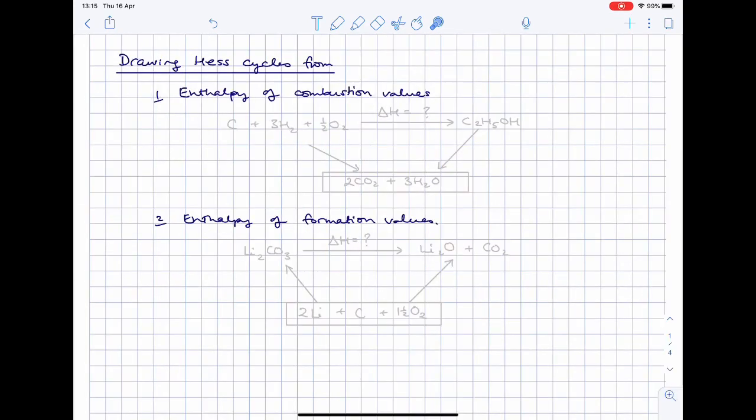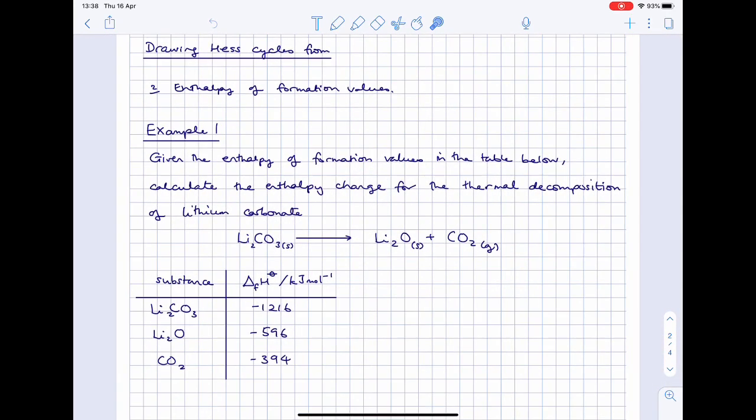We're going to show you how to construct Hess cycles using enthalpy formation values, and rather than just telling you, okay, just draw the cycle like this and point arrows upwards and not think about it, think about why the arrows go where they go in order to be able to do questions which are not straightforward. So here's a question where we've been given some enthalpy formation values rather than enthalpy combustion values, and we've got to work out, using these values, the enthalpy change for this reaction, which is a decomposition reaction. So when we heat lithium carbonate, it decomposes to give us lithium oxide and carbon dioxide.